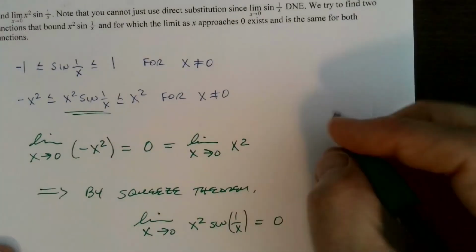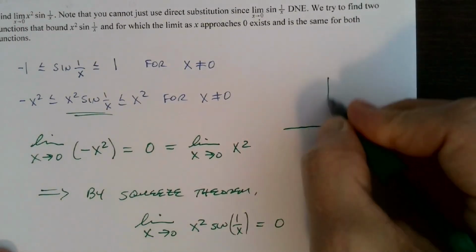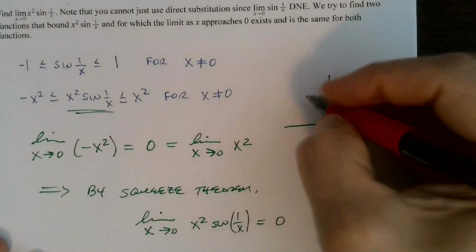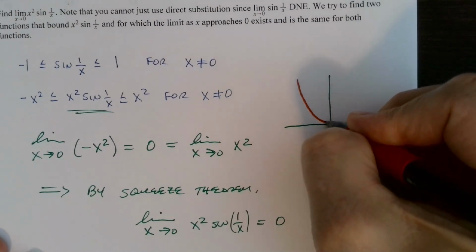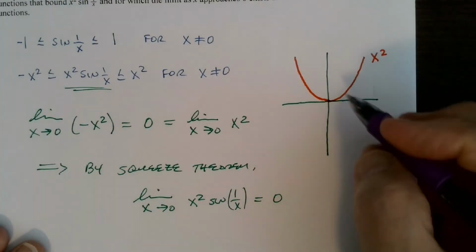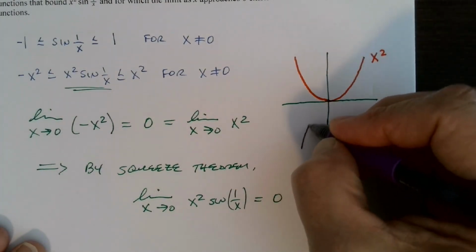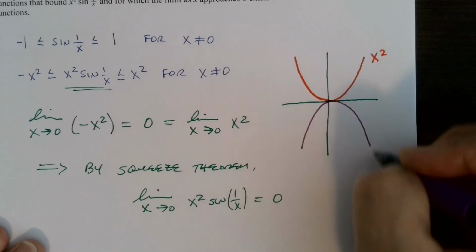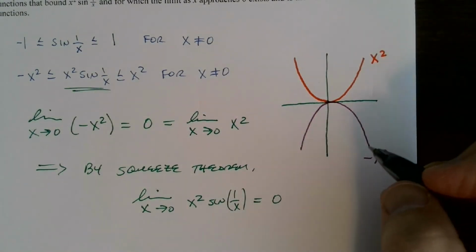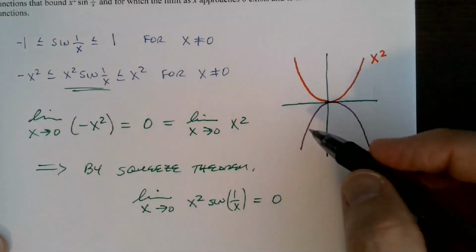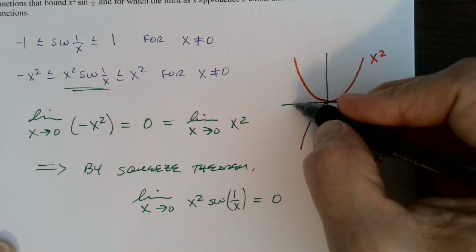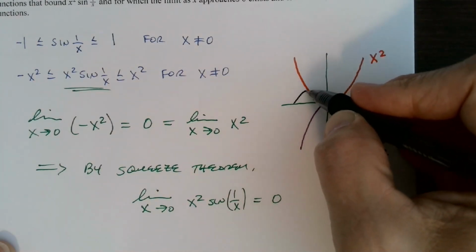And graphically, what's going on here, if we want to look at it, is we've got these 2 functions, x squared and -x squared. X squared is the parabola opening upward, looks like this. There's x squared. And then -x squared is just a reflection in the x-axis, so it looks like this, opening downward. And so our function, x squared sine of 1 over x, is trapped between these 2 functions. What's going to happen is it gets close to 0.